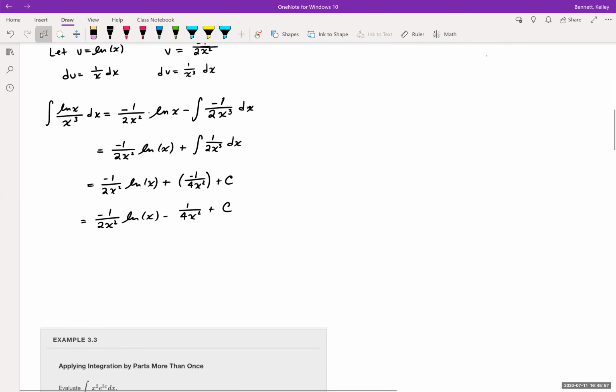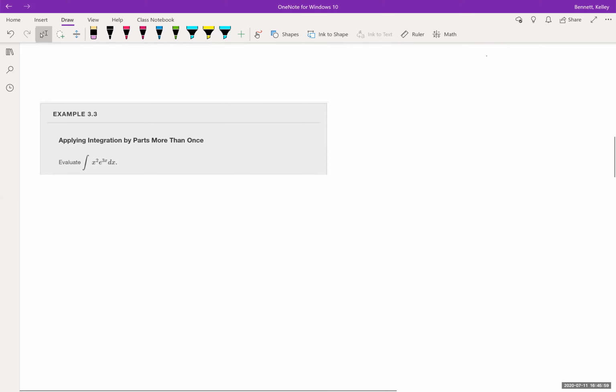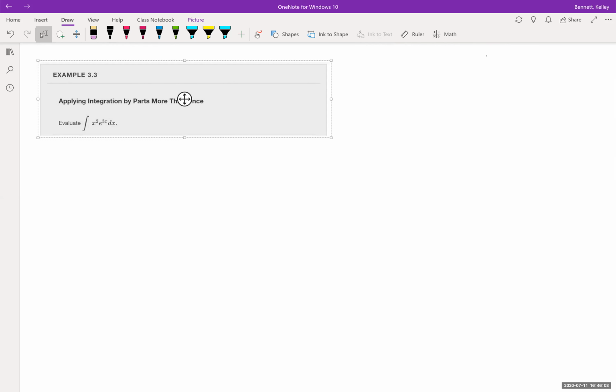So that's kind of the idea that's in play here as well. So to me, just from experience, I already know that I'm going to have to use IBP 2 times here. And I'll show you a trick at the end of this problem. We'll do it straightforward, then I'll show you this cool tabular method.